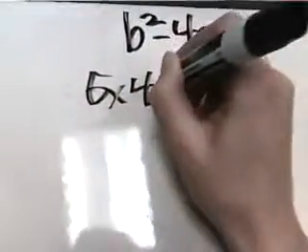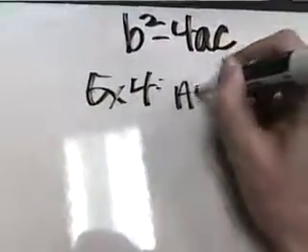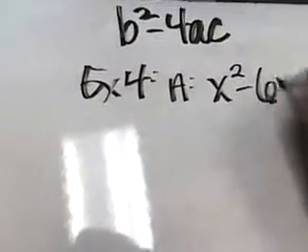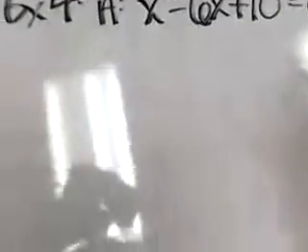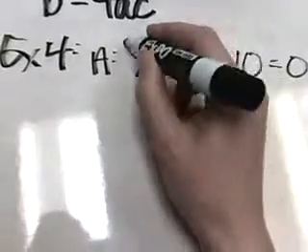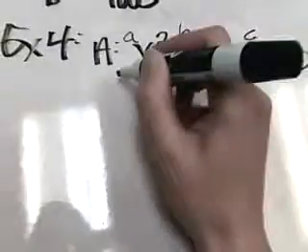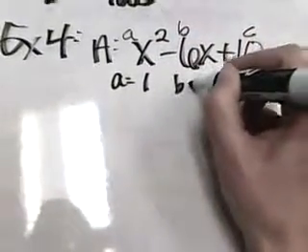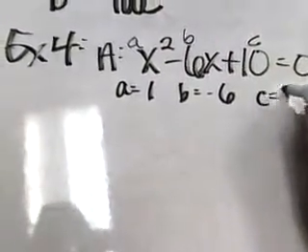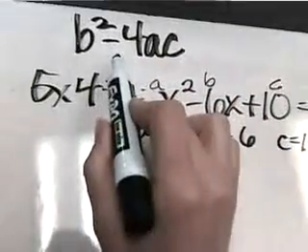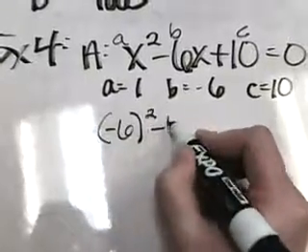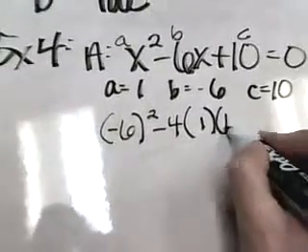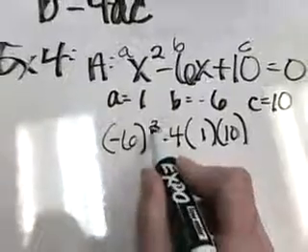So if you take a look at example 4, example 4a gives us x squared minus 6x plus 10 equals 0. And so we need to figure out what our a, b, and c are first. Remember, this is a, b, and c. So a is 1, b is negative 6, and c is 10. So now if we sub it into the discriminant formula, we'll have negative 6 squared minus 4 times 1 times 10. Notice I put this negative 6 in parentheses.